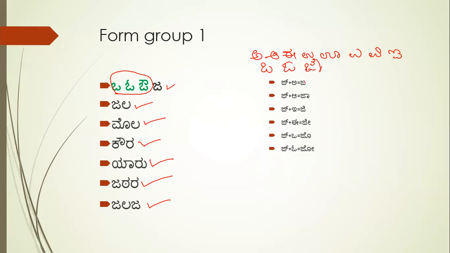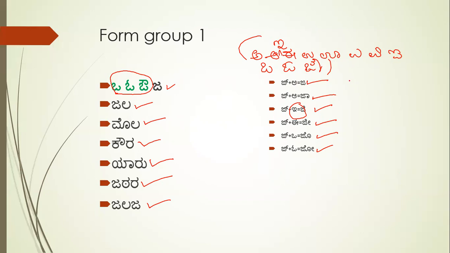So if I take half j plus a, ja. Half j plus small e I have taken here. This small e comes in the next group, but still, for example, here you can write e. Half j plus e, je. And j plus o, jo. And I'll write one more letter using all these vowels with a consonant.